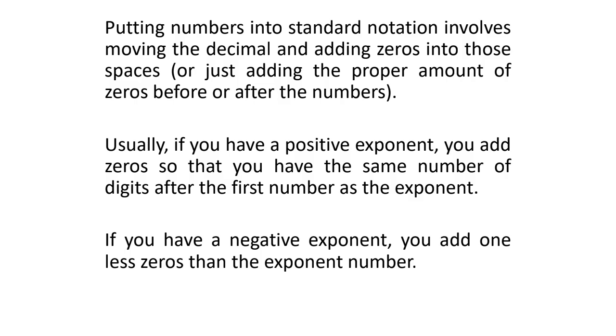Okay, putting numbers into standard notation involves moving the decimal and adding zeros into these spaces, or just adding the proper amount of zeros before or after the numbers. Usually if you have a positive exponent, you add zeros so that you have the same number of digits after the first number as the exponent. If you have a negative exponent, you add one less zero than the exponent number. But there's a little trick. I actually add the same amount of zeros, but you put your decimal point between the first two zeros. And I'll show you on the next couple slides.